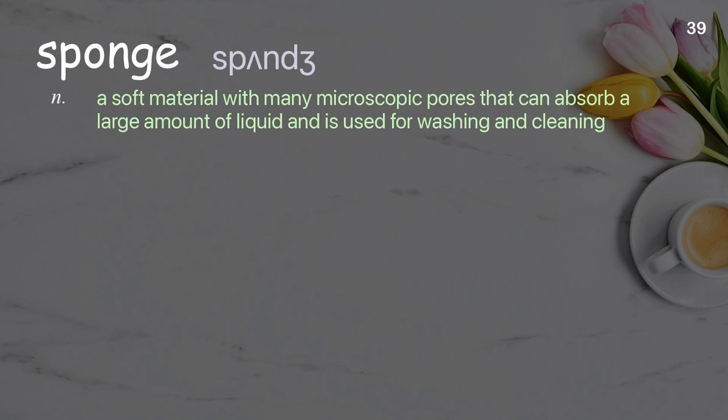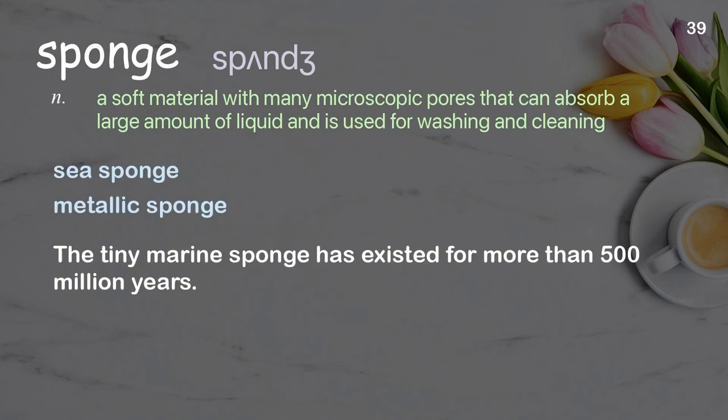Sponge: a soft material with many microscopic pores that can absorb a large amount of liquid and is used for washing and cleaning. Examples: sea sponge, metallic sponge. The tiny marine sponge has existed for more than 500 million years.